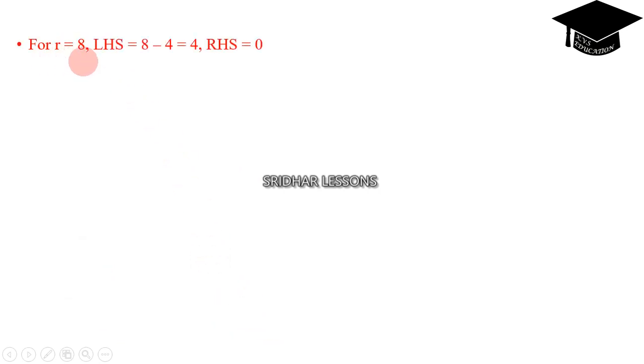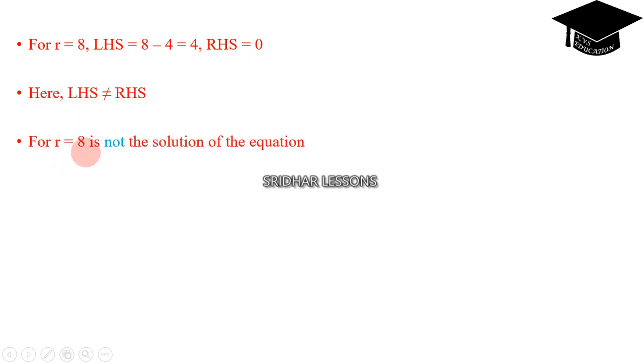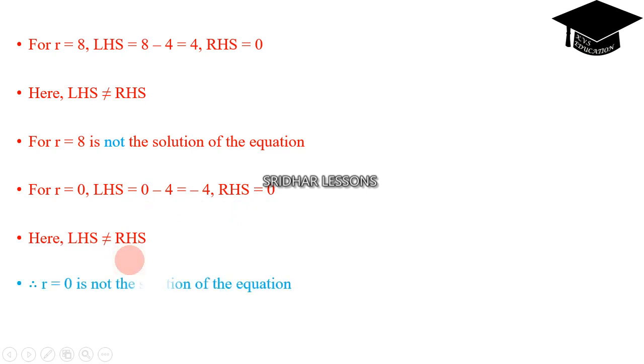Next value, for R equals 8, LHS is equal to 8 minus 4. This is equal to 4, but RHS is equal to 0. That means LHS is not equal to RHS. So R equals 8 is not the solution of the equation. Next one, for R equals 0, LHS is equal to 0 minus 4, but RHS is equal to 0. Here LHS is not equal to RHS, if you can observe. Therefore, R equals 0 is not the solution of the equation.